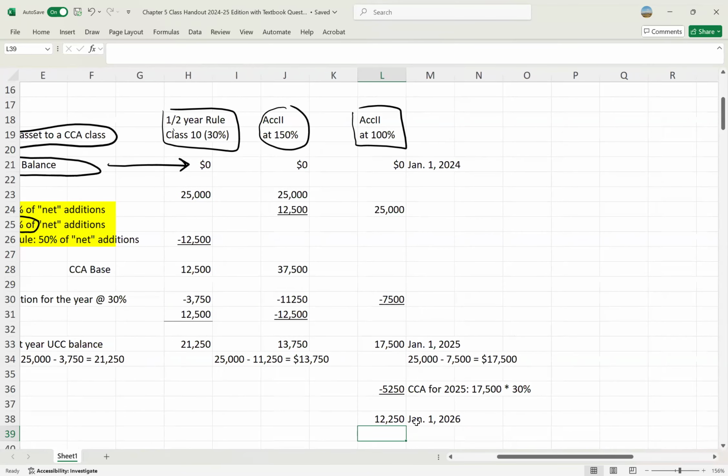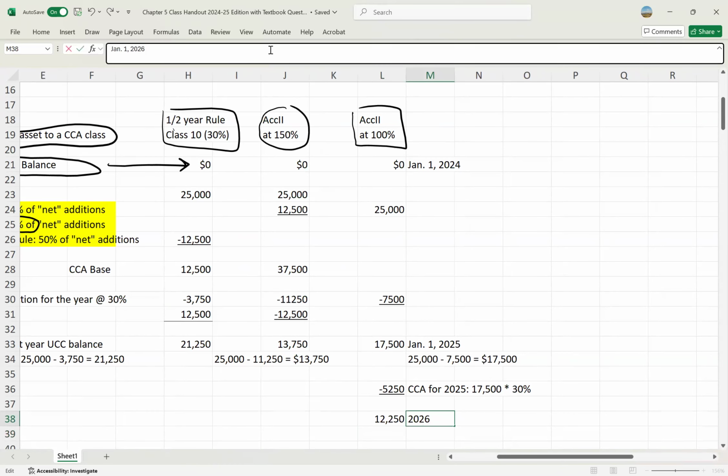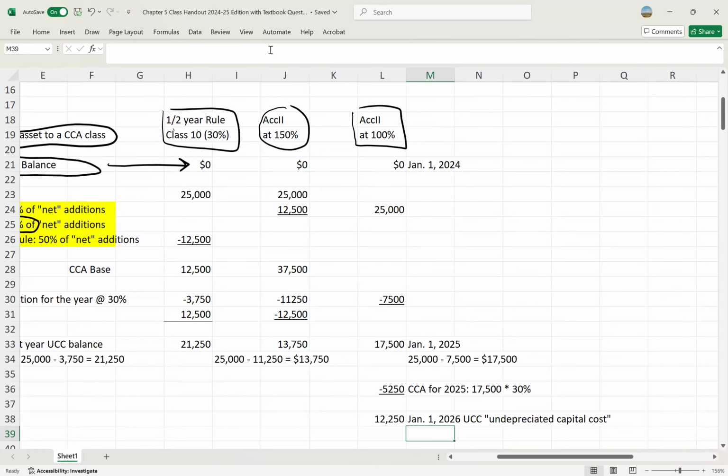This balance is known as the UCC, which stands for undepreciated capital cost. That's the amount of the original cost of the 25,000 that we have not yet taken depreciation on. That's the UCC, 12,250. Now, one thing I want to mention is that these CCA amounts are the maximum. So for the first year, 7,500, that's the maximum CCA deduction.